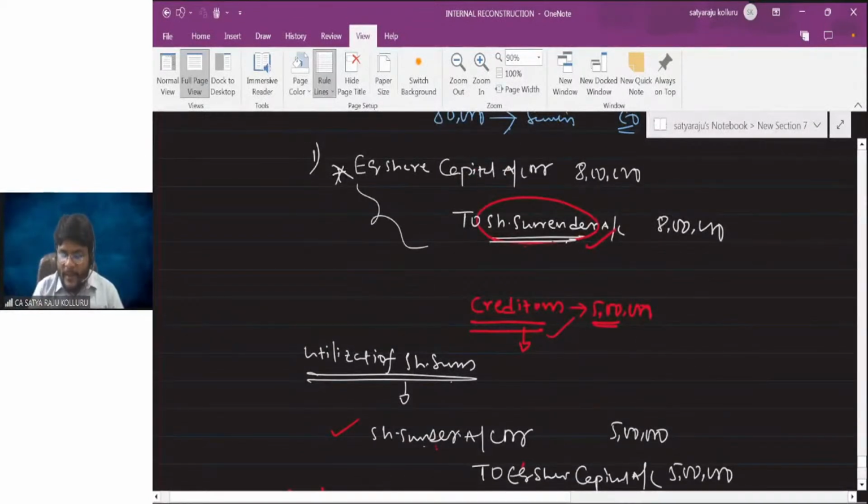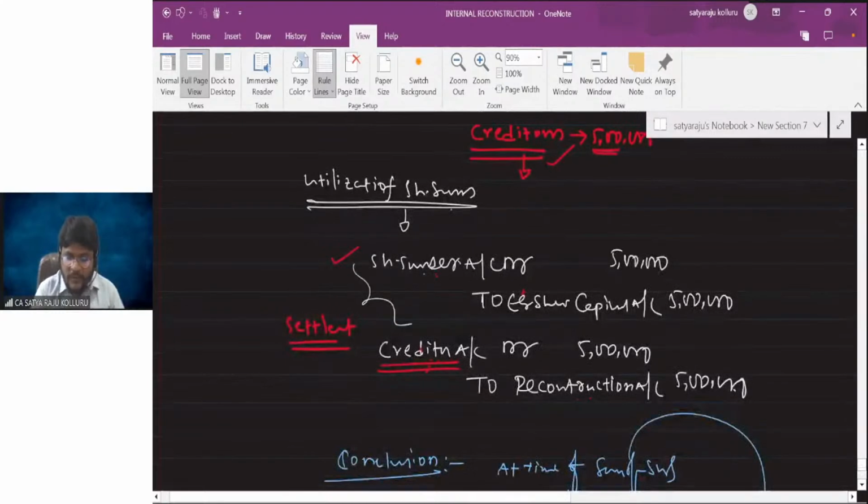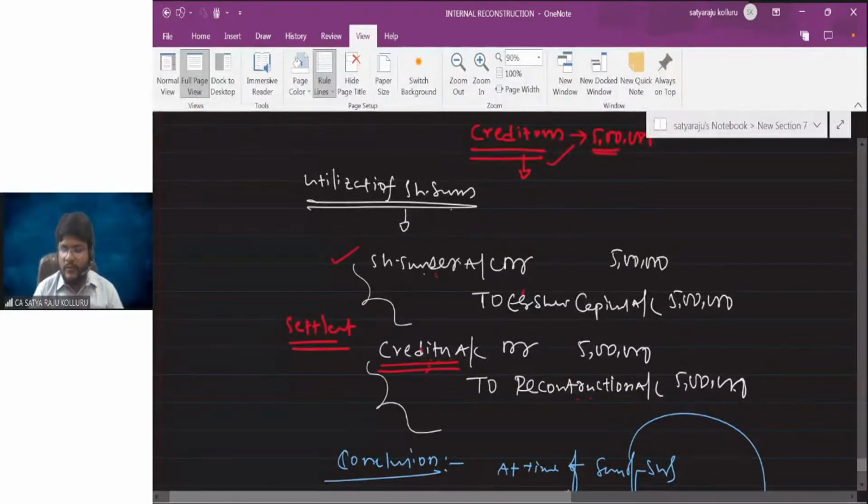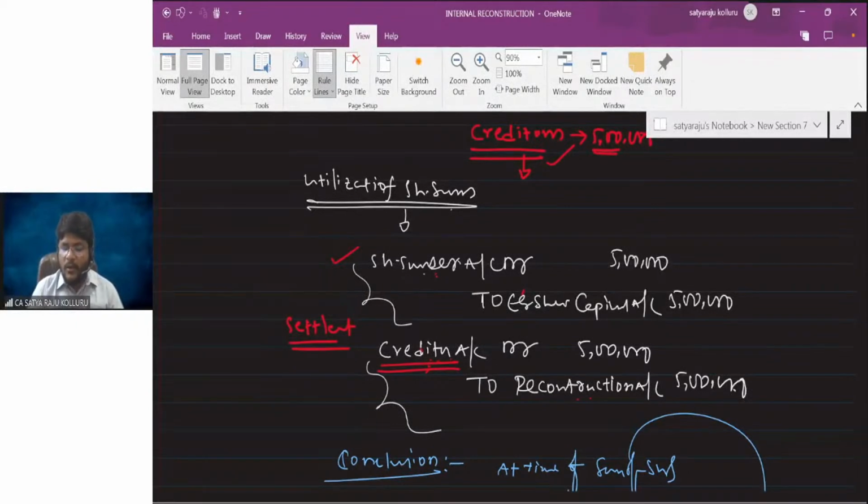First, where is the issue happening? For that, you need to prove this. Then where is the profit? For this, you need to prove this. That is the reason why you are making two different entries. Otherwise, you would simply pass creditors to equity share capital, as in the previous situations.